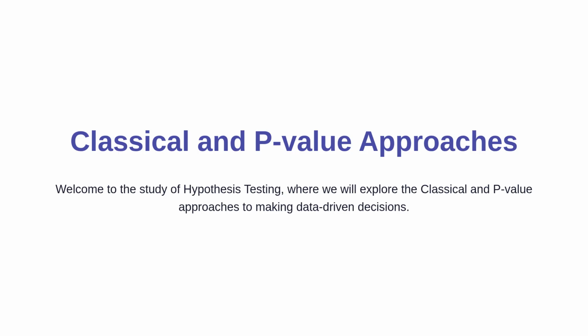In statistics, these two methods are known as the classical and p-value approaches. Today, we will explore how both methods help us decide whether to reject a default assumption, known as the null hypothesis, and why they always lead to the exact same conclusion.